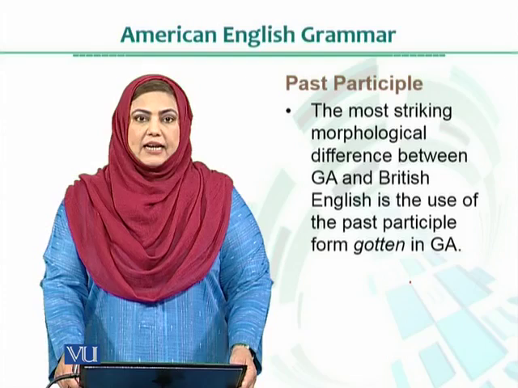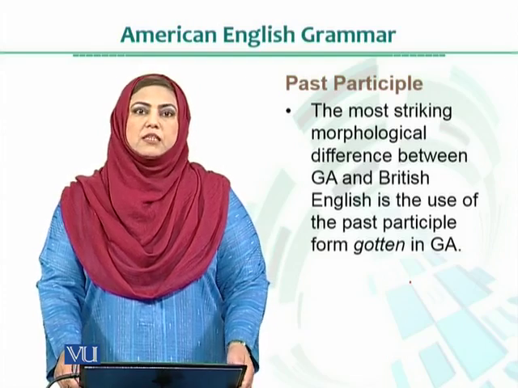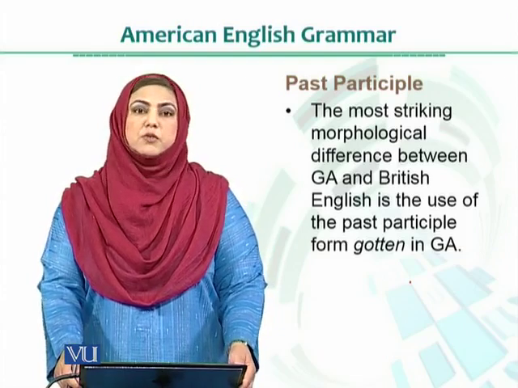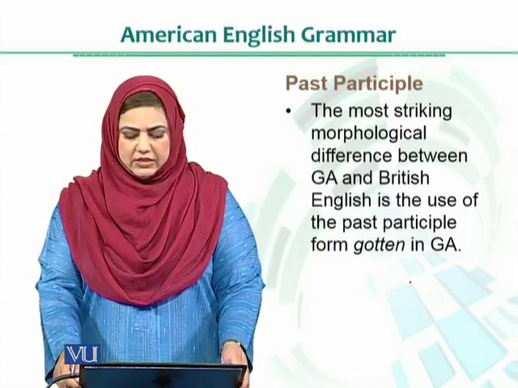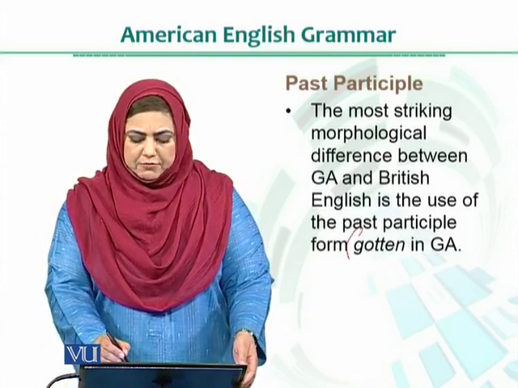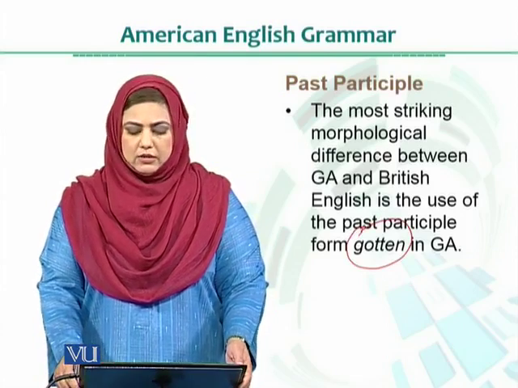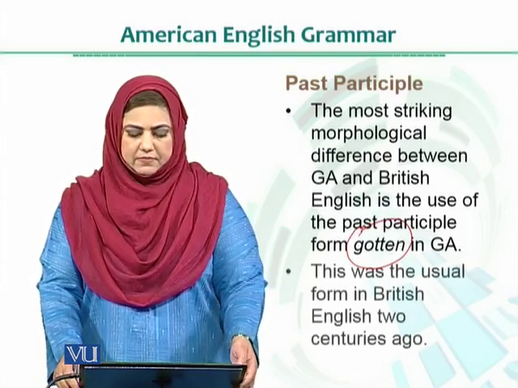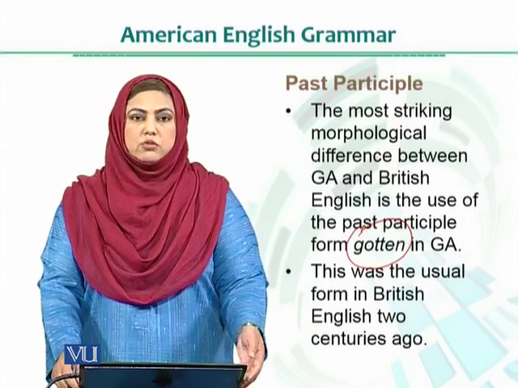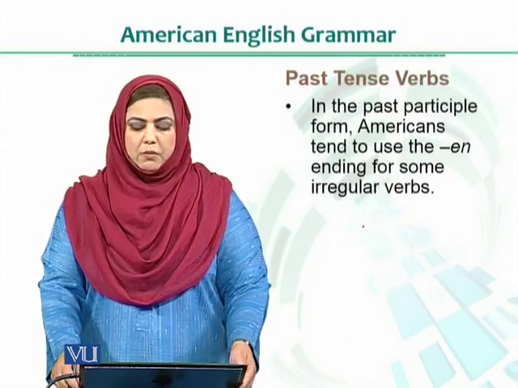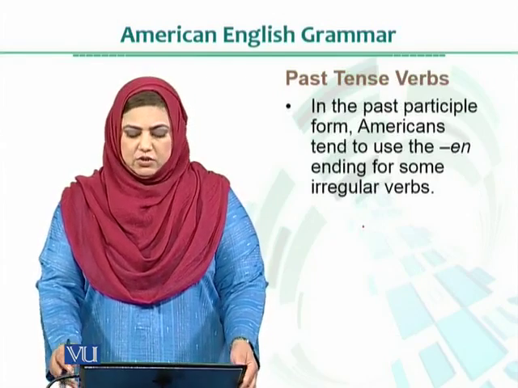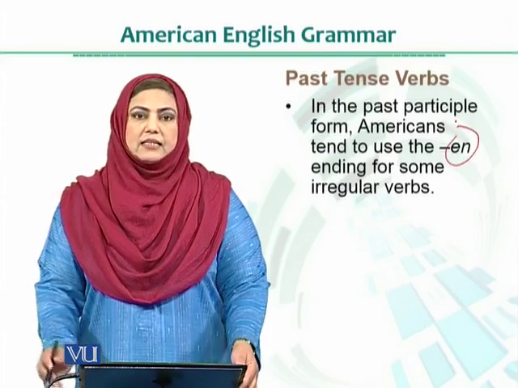Another distinctive feature that I'd like to talk about is with reference to the past participle. This is the most striking morphological difference between general American English and British English. This is particularly with reference to the form gotten in general American English. This was the usual form in British English almost two centuries back, but it has been dropped along the way. In the past participle form, Americans tend to use "en" at the end, like gotten.